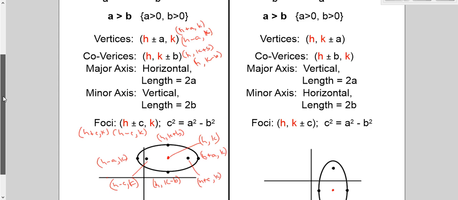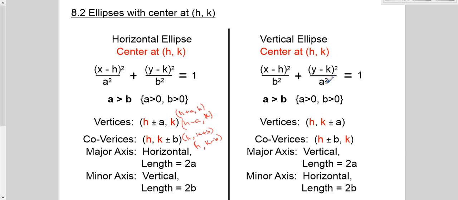All right, let's look at the vertical. Now the vertical, the a squared, larger number, will be under your y. And that's going to be vertical, so you're going up and down. So your vertices go up and down from the center, and you're going to be adding and subtracting from the k. So you get (h, k plus a) and (h, k minus a). Your co-vertices will be going sideways, so you'll add your b value to h. So (h plus b, k) and (h minus b, k).